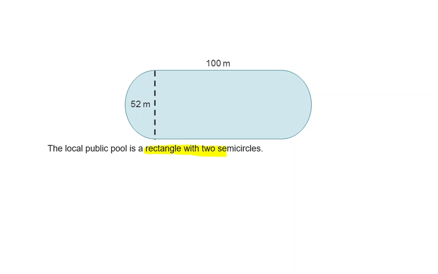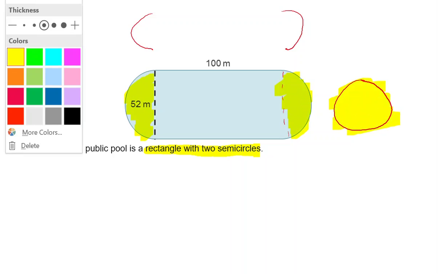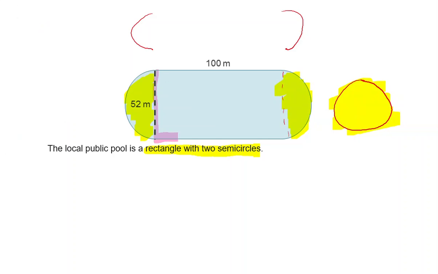They tell us we have a rectangle with two semicircles. So if we draw another dotted line on this side, we can see that this side and this side make a circle. So these two sides form a circle, and then what we're left with is a rectangle. So there's the rectangle and the two semicircles that we're talking about.